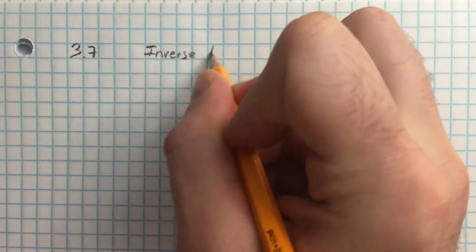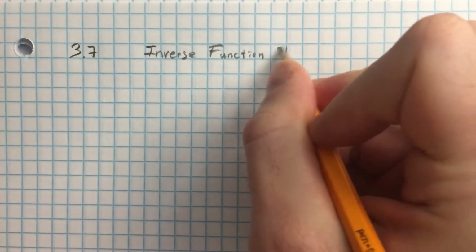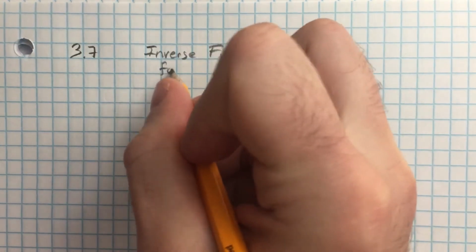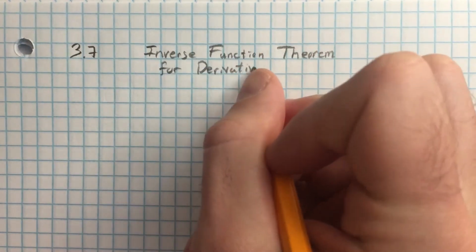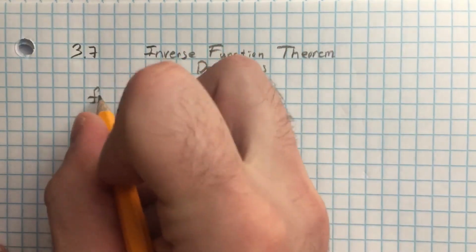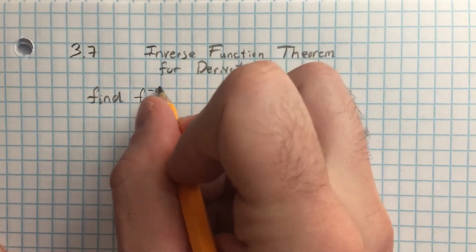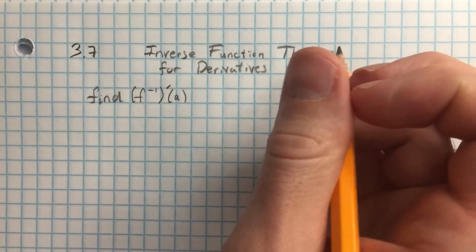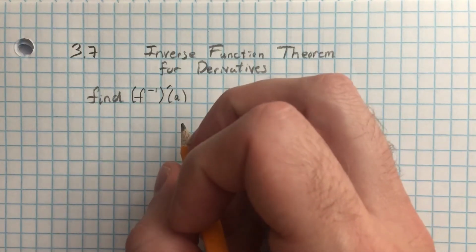3.7 Inverse function theorem for derivatives. So we want to find f inverse prime of a value. A function's inverse, we want to know the slope of a function's inverse.